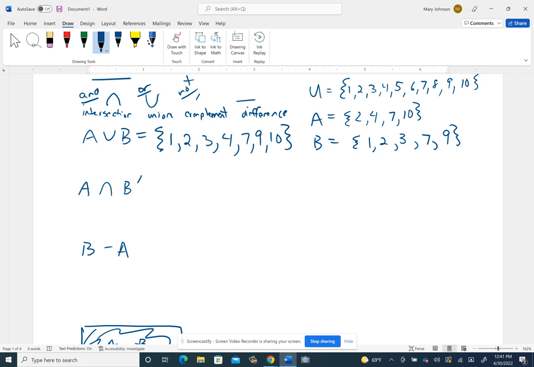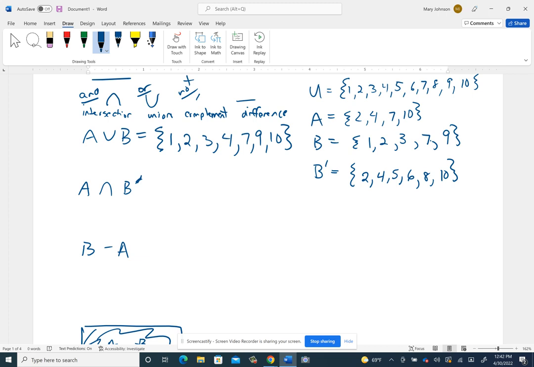Now, the second example I did is a little more complicated because you have the not symbol on B. You have the complement of B. So you might want to go and do the complement of B over here. That means you want all the elements that you see in the universal set that are not in B. So that would be 2, 4, 5, and 6. 7 is in B, so we don't include that. 8, 9 is in B, so we don't include that. And then 10. So that would be the complement of B.